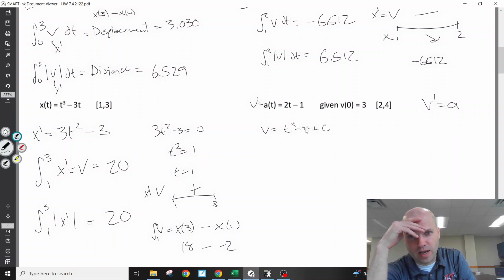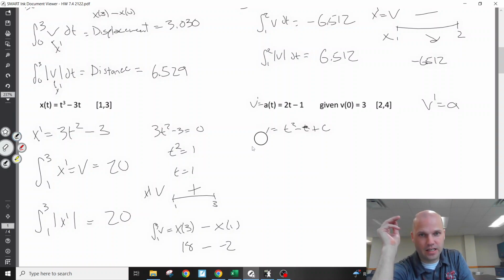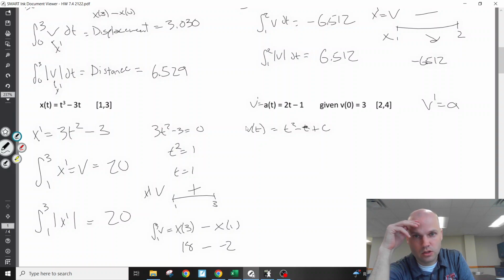Now, a lot of times when we're finding areas, we don't have to worry about the c. That's only if you're subtracting things and the c's will go away. In this case, I need to find c. I need to figure out what the exact velocity function is so I can analyze it. Plug in 0, I get 3. So this is my velocity.